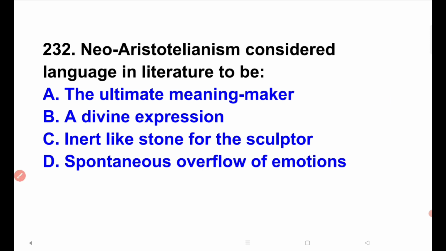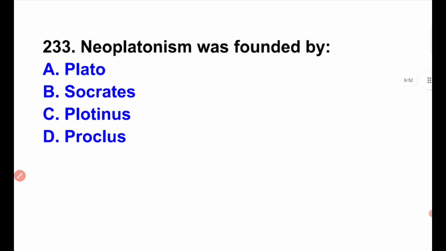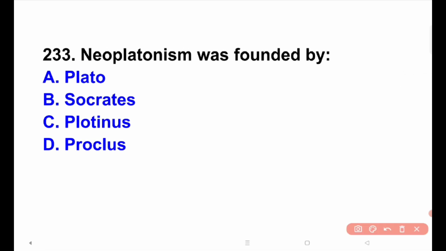Next, Neoplatonism was founded by. What is Neoplatonism? Plotinus was the founder of the Roman school of Neoplatonism. The Neoplatonists emphasized divinity, the divine One as the radiating source and constitutive principle of all being. Neoplatonism is a philosophy of being through emanation from and return to the divine One.